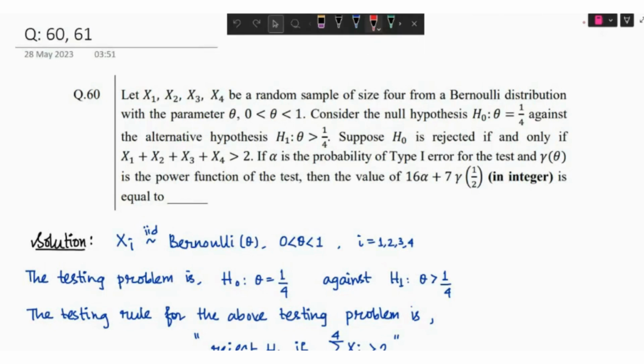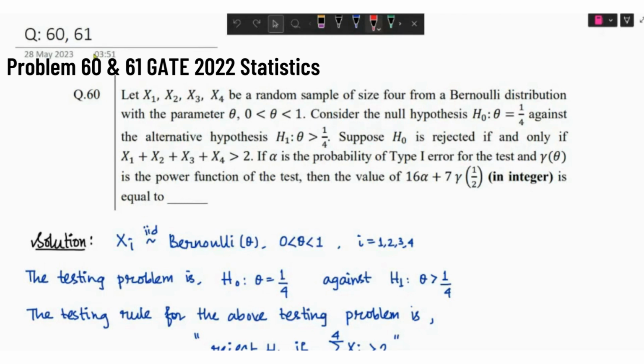Today we are going to solve problem number 60 and 61 from the GATE 2022 statistics paper. So let us consider first the problem number 60.